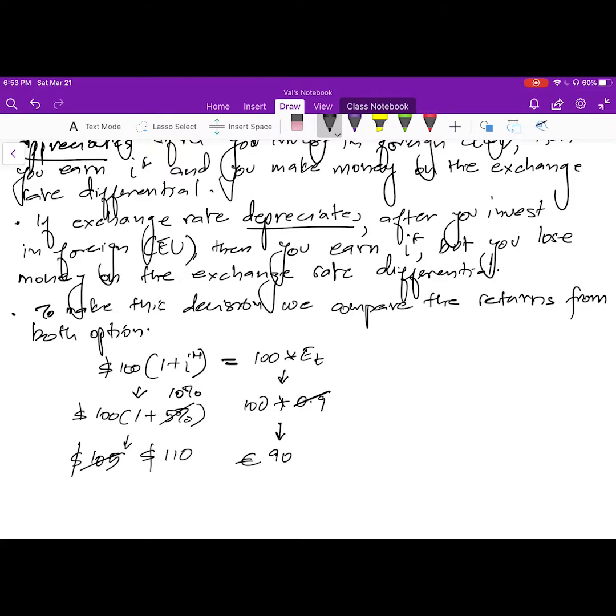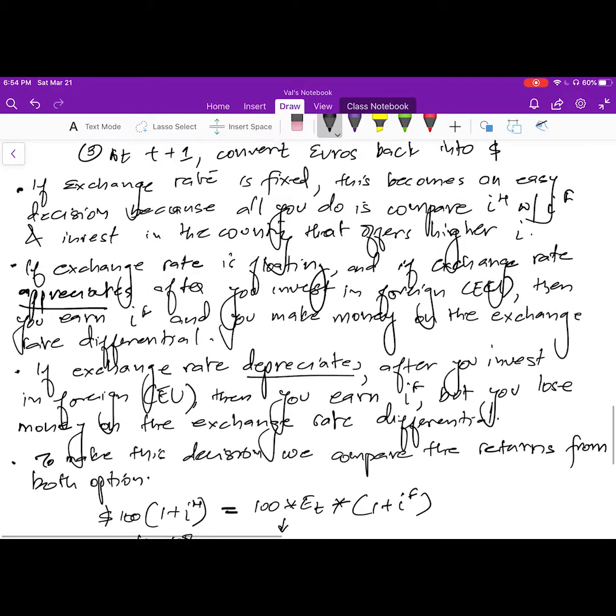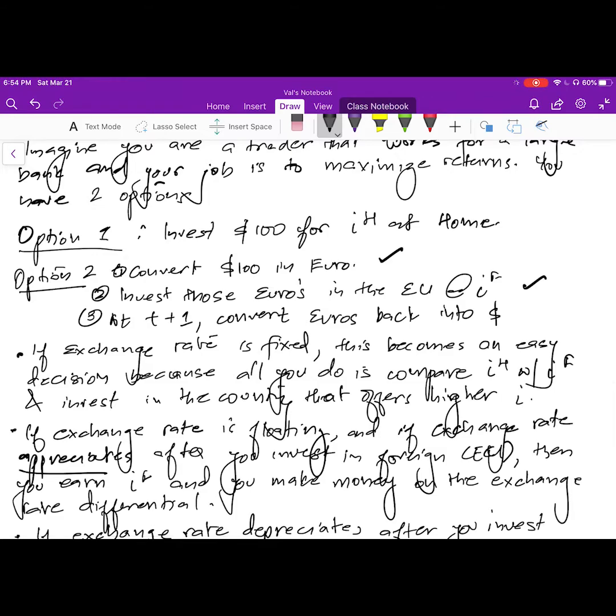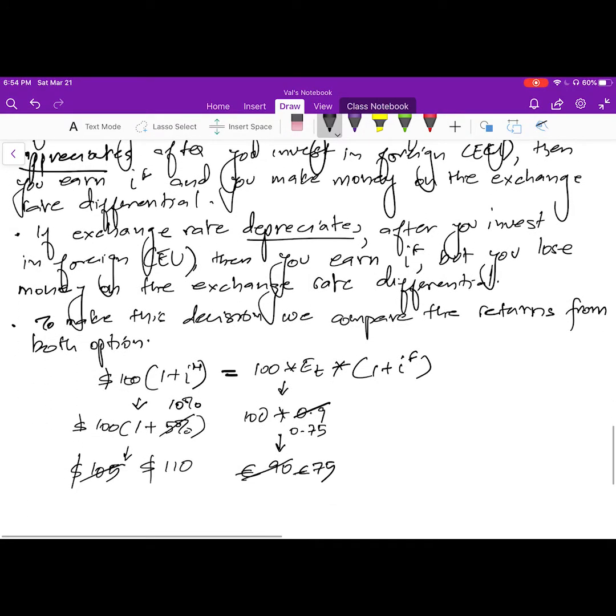Of course, if it's 0.75, then you get 75 euros. So that makes sense, right? But that was just step 1. Step 2, now whatever you get there, whatever this value is, you're going to invest it just like on the left-hand side, for whatever the foreign interest rate is, right? So that's step 2. Once again, invest those euros in the European Union at IF.